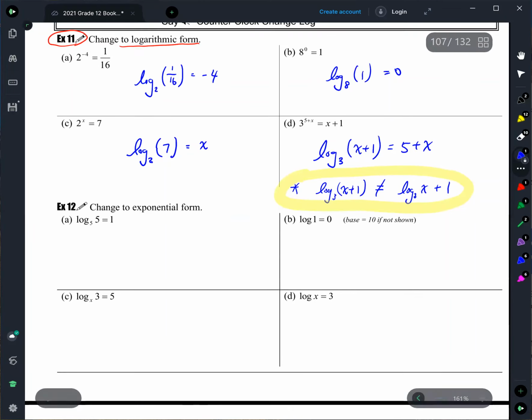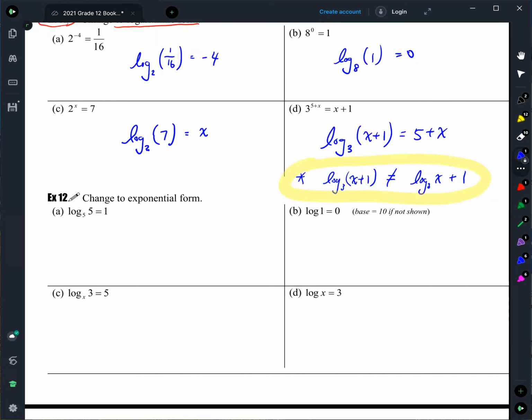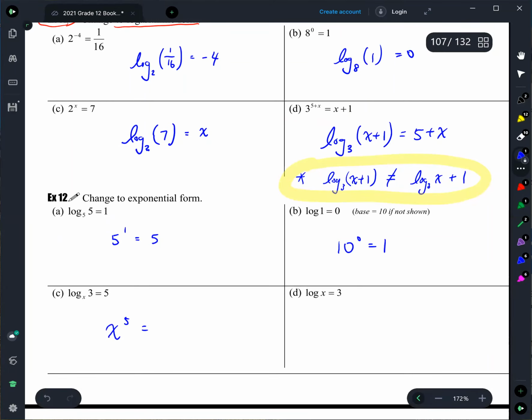Okay, Philip, what's your answer for question A? 5 to the power of 1 equals 5. Yes, you must have the left side and the right side. Evan, do you have the answer for B? Is it 10 to the power of 0 equals 1? Yep, very good. Chris, question C? X to the power of 5 equals 3. Yeah. And Daniel, last one? 10 to the power of 3 equals x. Yes.